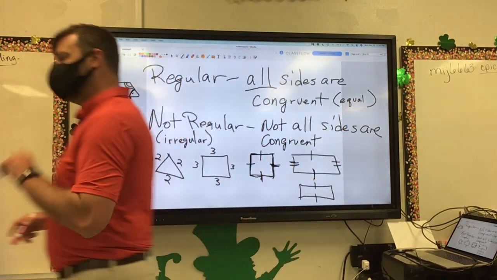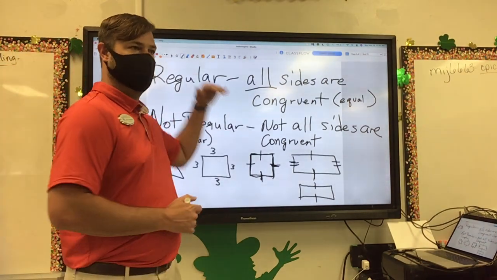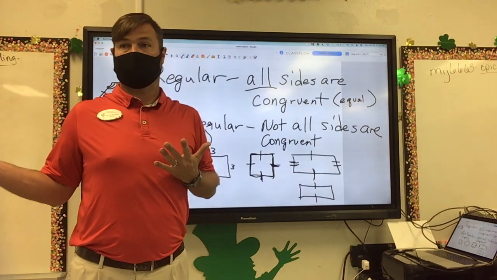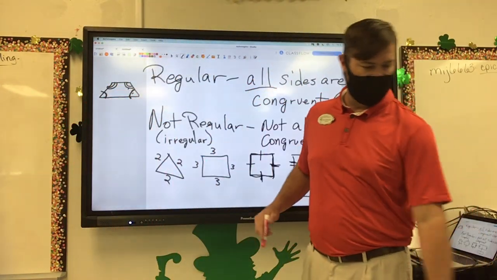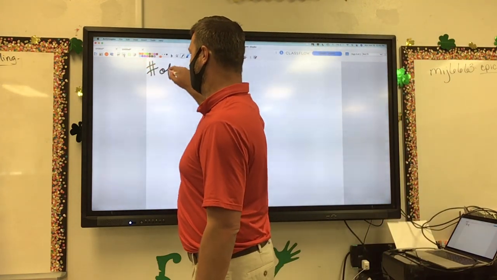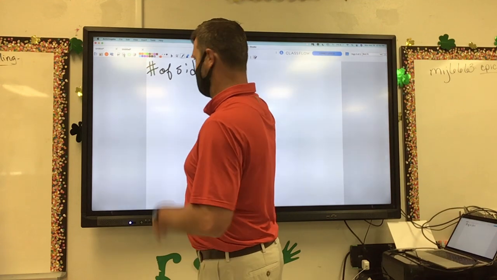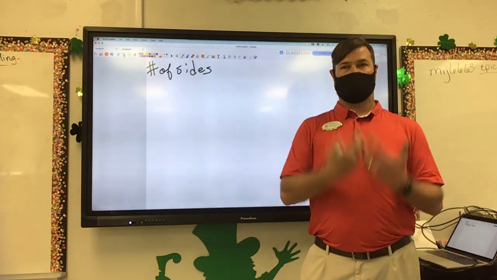Okay. So all of your polygons today are going to have 2 names. First name's either regular or not regular. And then the second name they're all going to have on page 441, it all has to do with the number of sides. So you're going to count the sides. Okay? And we're going to do 5th grade definitions.